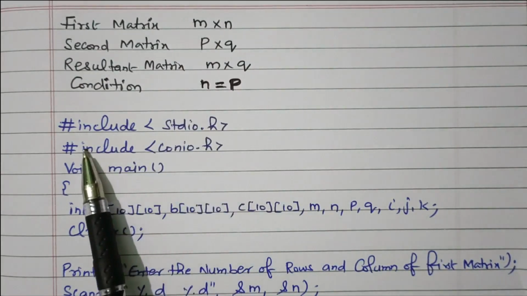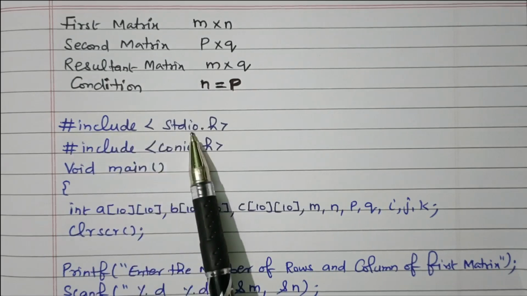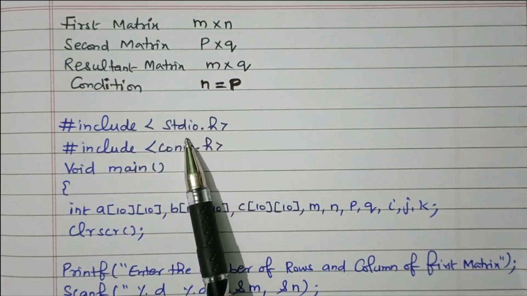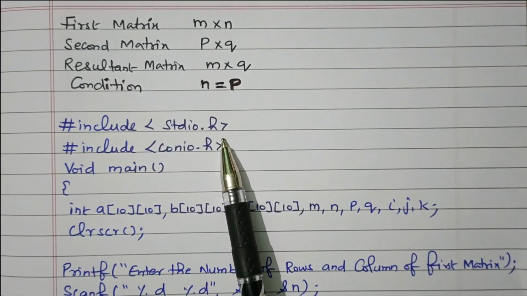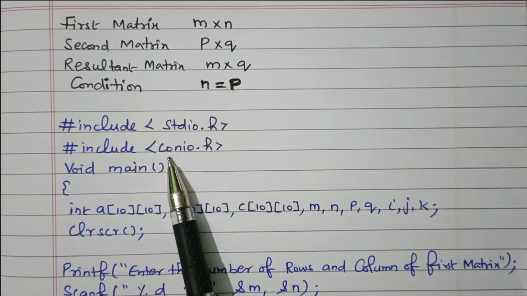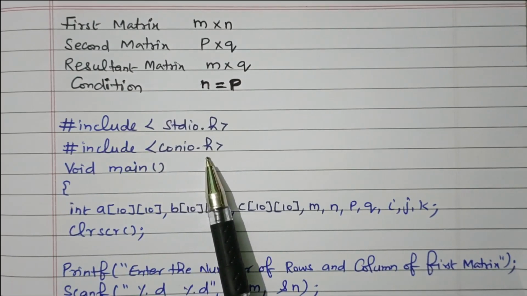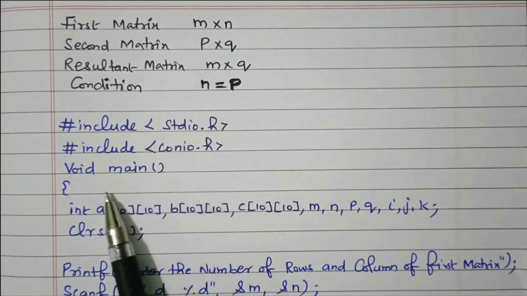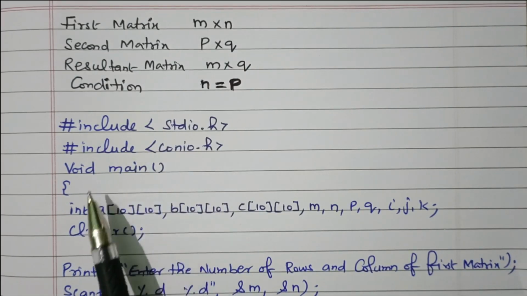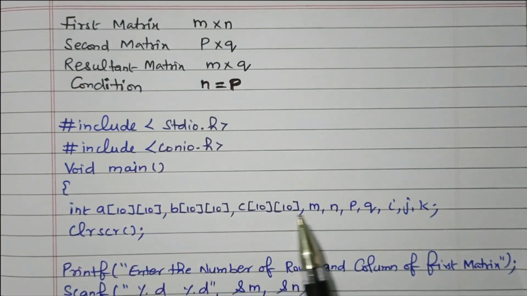Right. Now we'll start the program. First, include the header files. Hash include stdio.h, the standard input output header file, is used for printf and scanf. Hash include conio.h, the console input output header file, is used for getch and clear screen. Then void main. We start the main program. Open the brace. First step is we need to declare the variables.